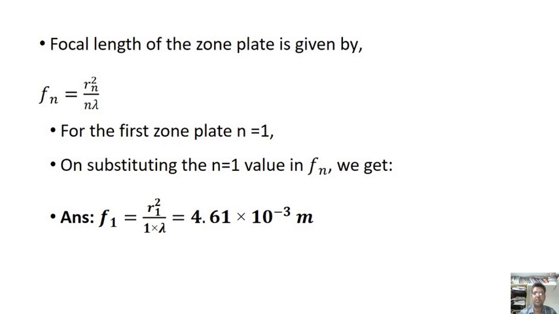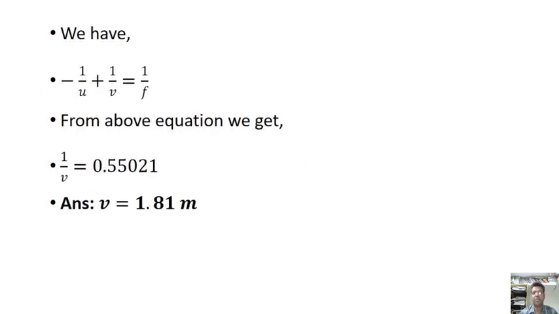So focal length of the zone plate is given by fn is equal to rn square by n lambda. So n is equal to 1. On substituting the n is equal to 1 value, we get f1 is equal to r1 square by 1 into lambda. So substitute all these things, we get 4.61 into the power of -3 meter. So it's about the third problem. Next here we come to the fourth problem.